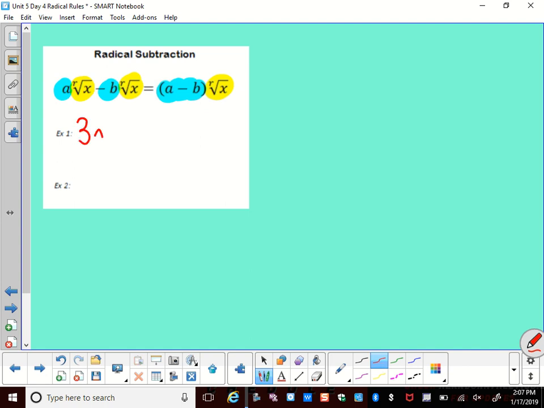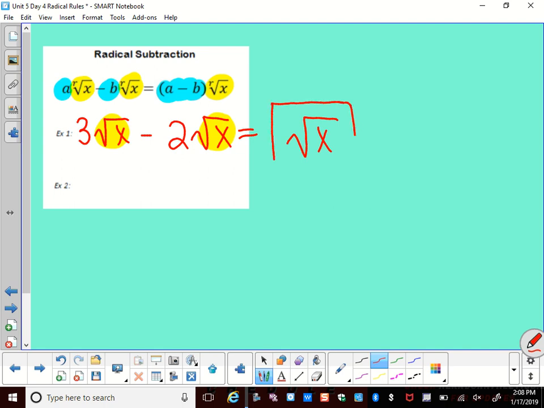If I have 3 times the square root of x minus 2 times the square root of x, my answer is going to be what? I have matching radicals, so I don't have to simplify anything. What goes in front? What's 3 minus 2? 1. Do we have to write that? No. If you want to, go for it, but we don't have to. Okay? For adding and subtracting radicals, make sure that you have the same radical.